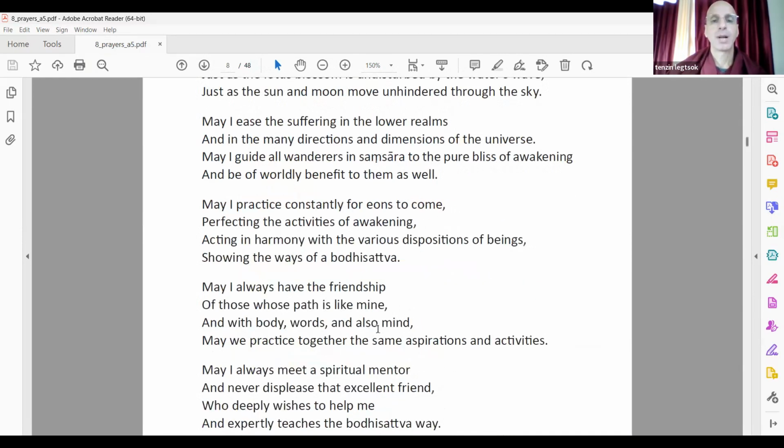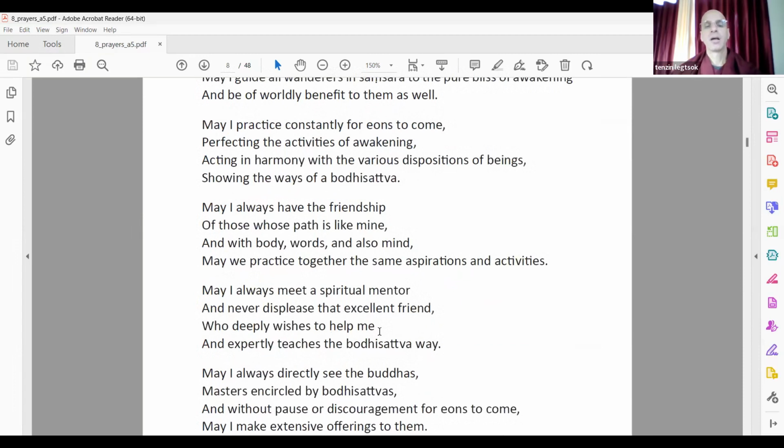May I practice constantly for eons to come, perfecting the activities of awakening, acting in harmony with the various dispositions of beings, showing the ways of a bodhisattva. May I always have the friendship of those whose path is like mine, and with body, words, and also mind, may we practice together the same aspirations and activities. May I always meet a spiritual mentor and never displease that excellent friend who deeply wishes to help me and expertly teaches the bodhisattva way.